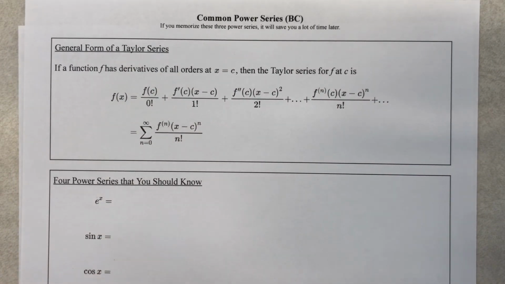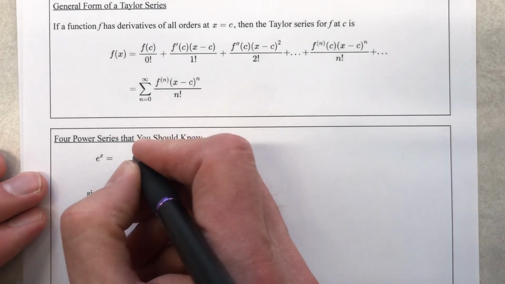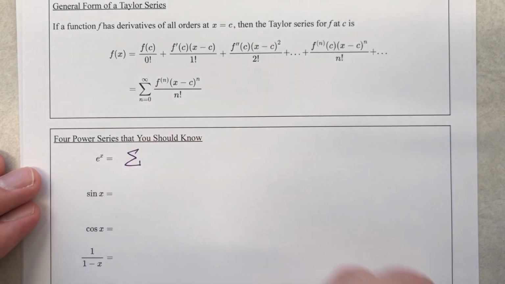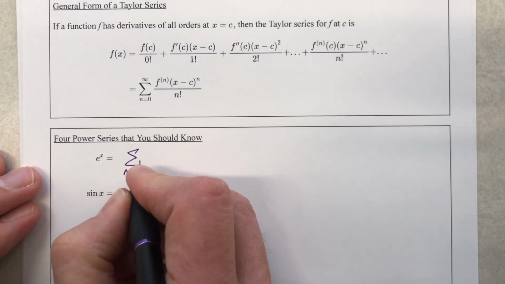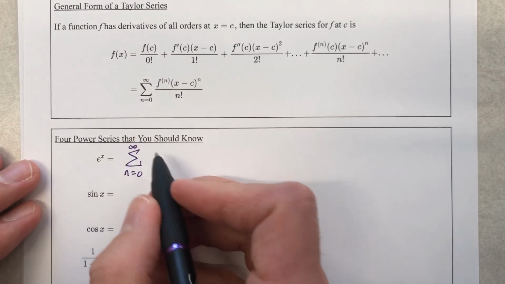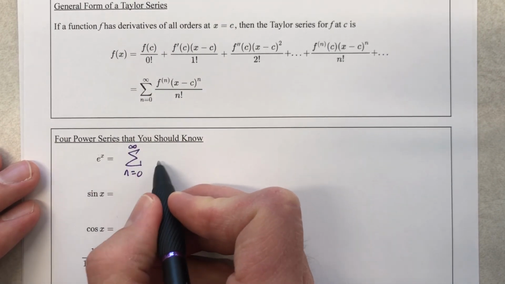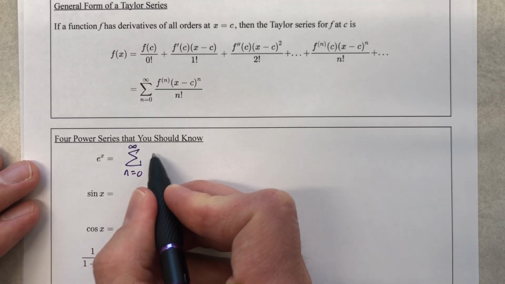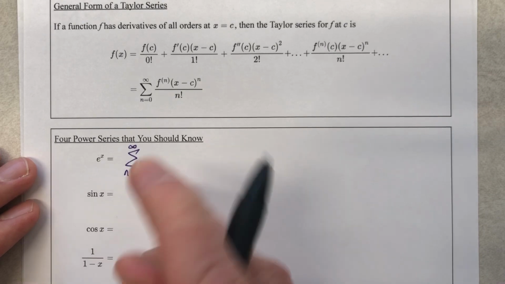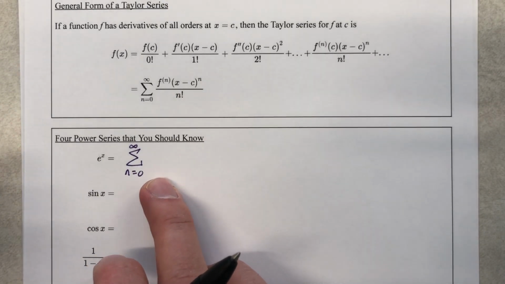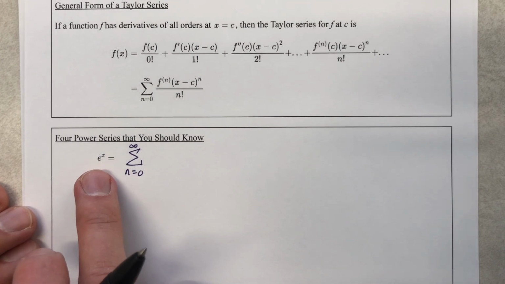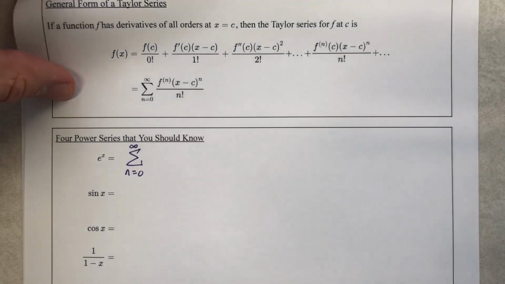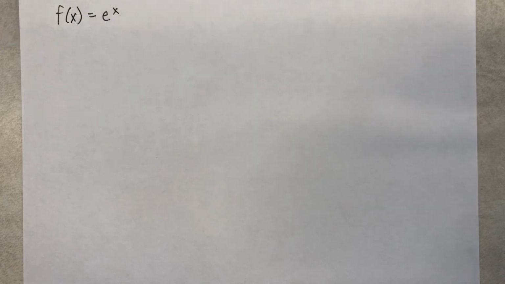If you want to get ahead, you could grab your purple pen and write some stuff down, and it's going to start at n equals 0 and go to infinity, and there's going to be something here. I don't know what that something is, but if I take this all the way to infinity, it should give me e to the x. Okay, so let's keep moving.